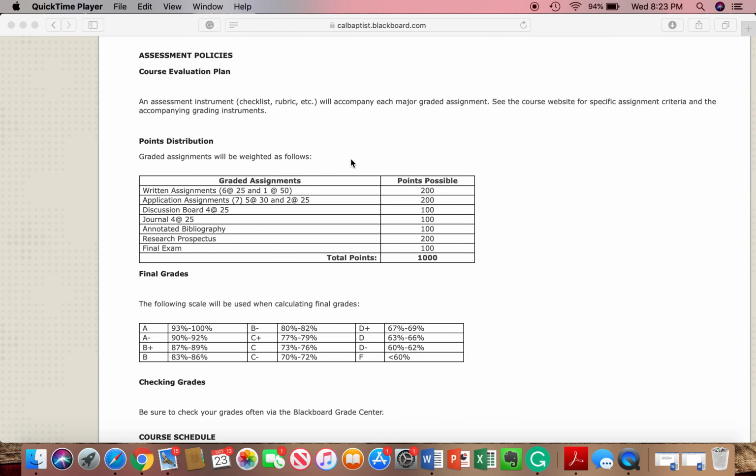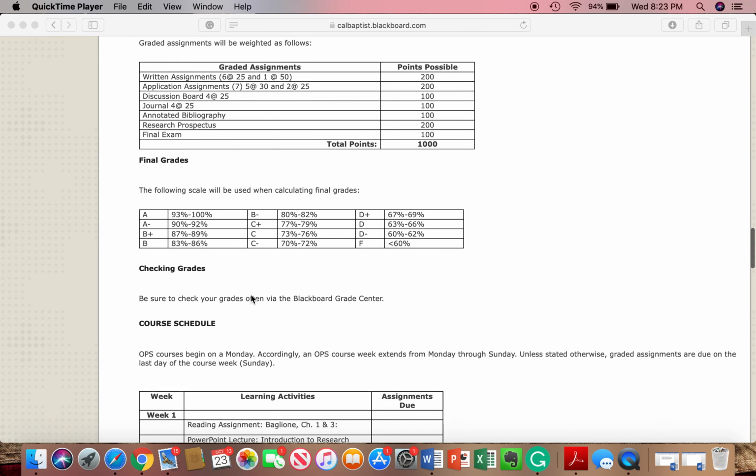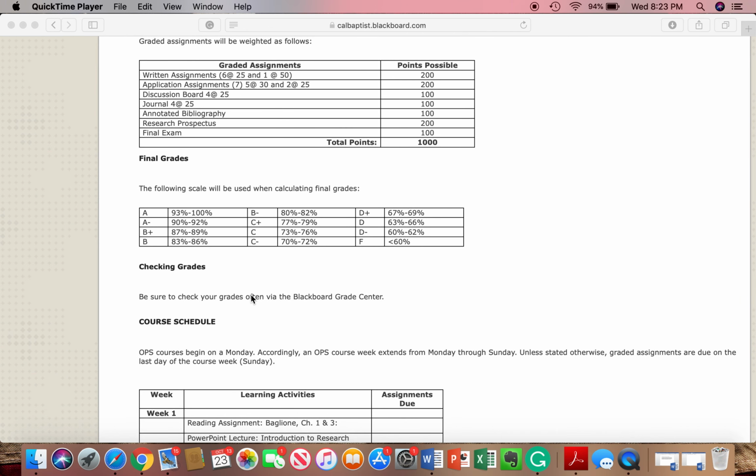Assessment policies: there is the breakdown of the graded assignments. We have the breakdown of percentages. All grading is done in Blackboard in the Grade Center. How I do my grading is I will wait until Sunday when all of our assignments are due. Once they're due on Sunday, which I'll talk a little more about on how the work week works, after Sunday, I do all the grading on Monday.